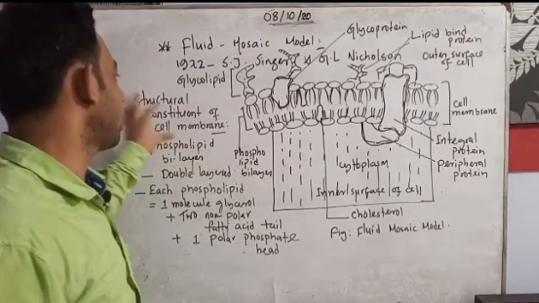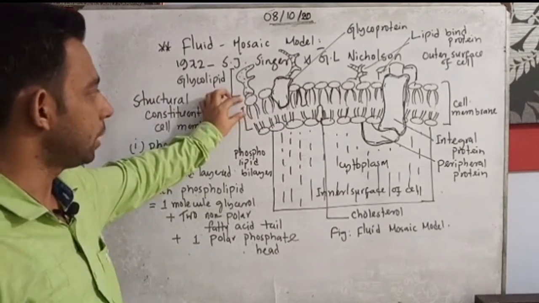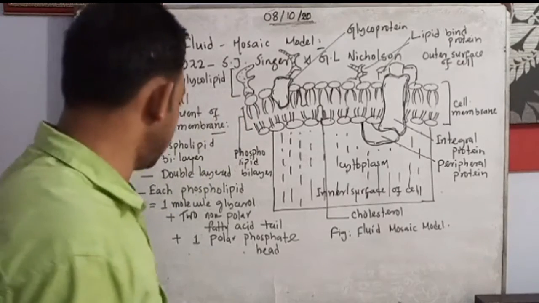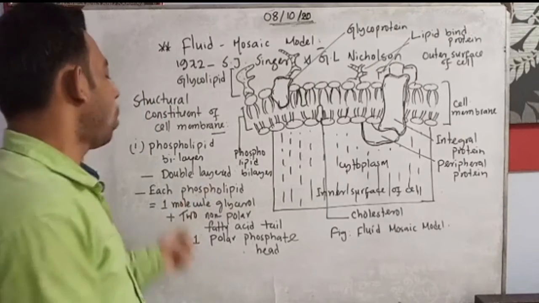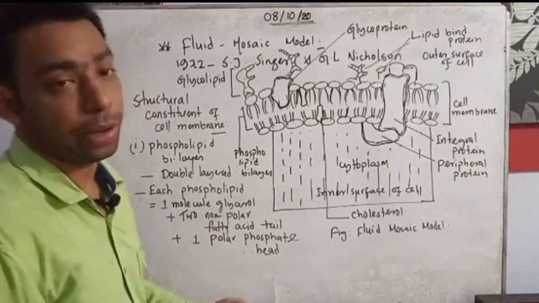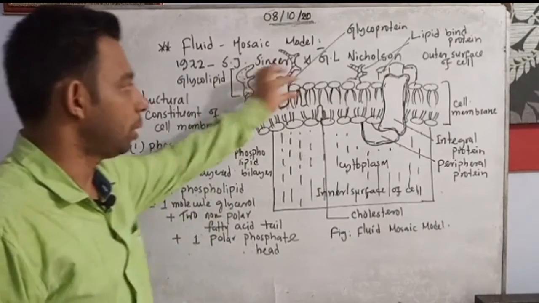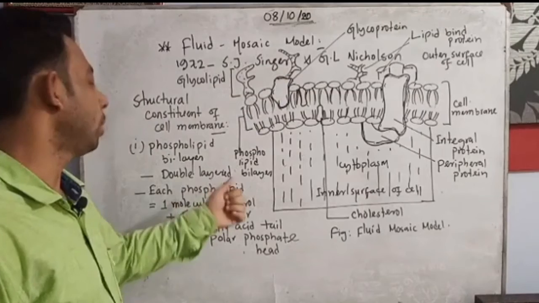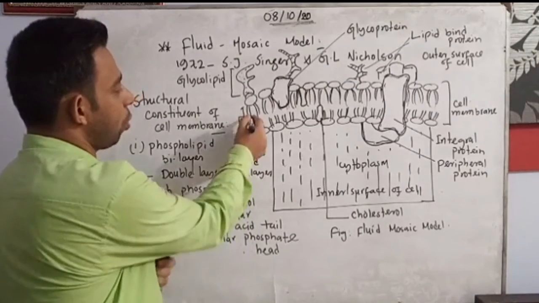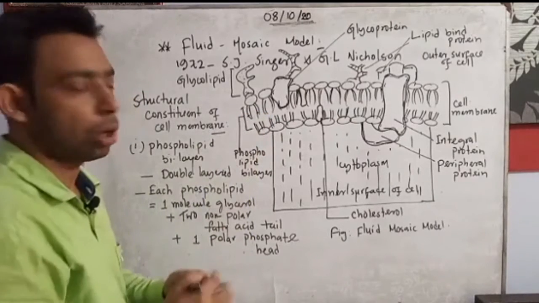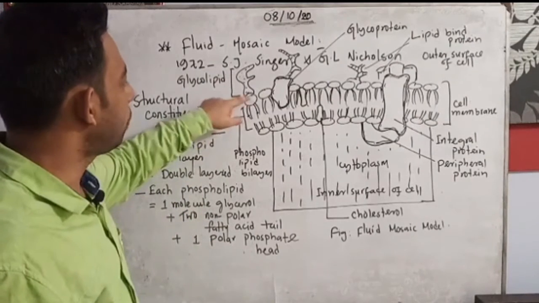I want to say the important things. First, the structural constituent of the cell membrane. This is the cell membrane. First one, phospholipid bilayer. This is the one layer and this is the second layer, and each phospholipid contains 1 molecule glycerol. I write it in a very short way. Each phospholipid consists of 1 molecule glycerol, 2 nonpolar fatty acid tails. You can see this one is the 1 and this one is the 2. That means 2 nonpolar fatty acid tails plus 1 polar head.